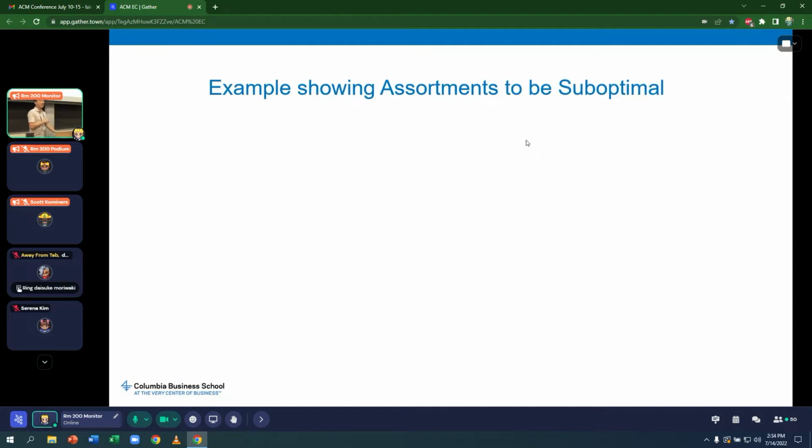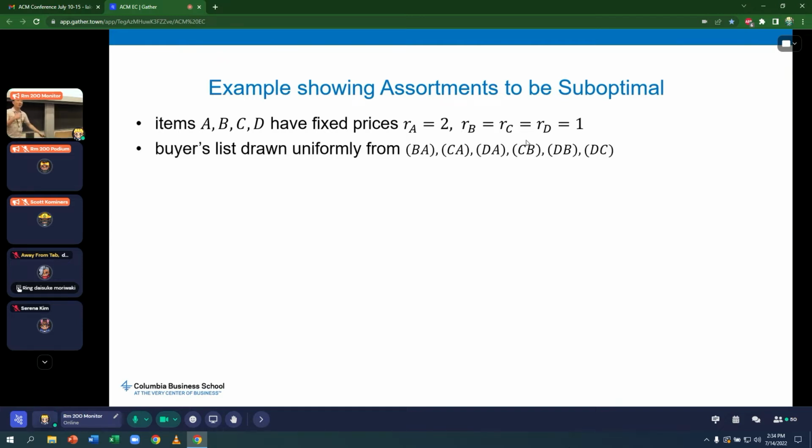OK, so now let me show you the simplest example I can think of that shows assortments are generally suboptimal. And I would say this is maybe the key slide in the talk to convince you, hopefully, that this is an interesting problem. So in this example, there's 4 items. Item A is the item that the seller wants to sell. It has a price of 2. Everything else has a price of 1. The buyer's list is drawn uniformly from all possible subsets of size 2. Importantly, it's always given in reverse alphabetical order, which means when the item A, the buyer is willing to purchase, it's always their second choice, not their first choice.